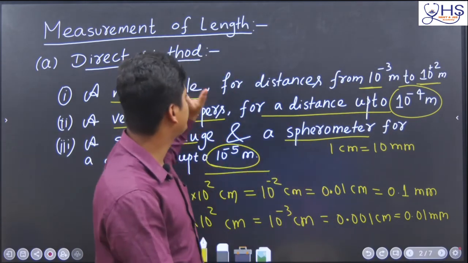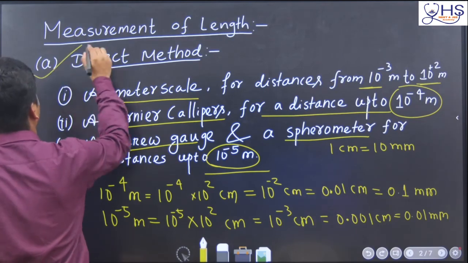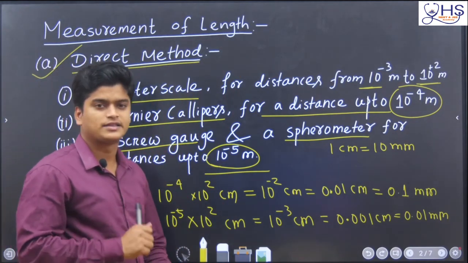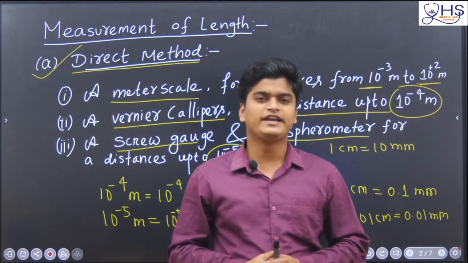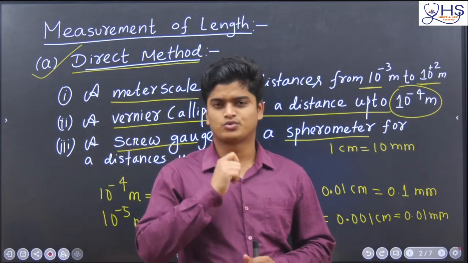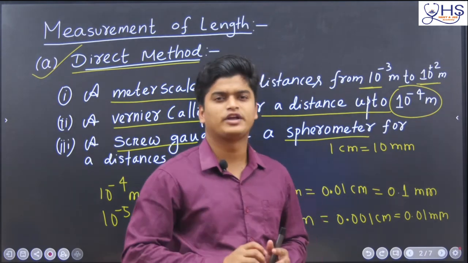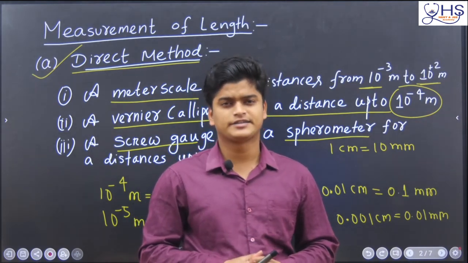So, that is called basically the direct method of measurement of length. We understand what the direct method of measurement for length is. Okay. Now, next we will go to the indirect method. That means where you cannot put your meter scale, you cannot put a Vernier Caliper, you cannot put any other instrument to measure that length.